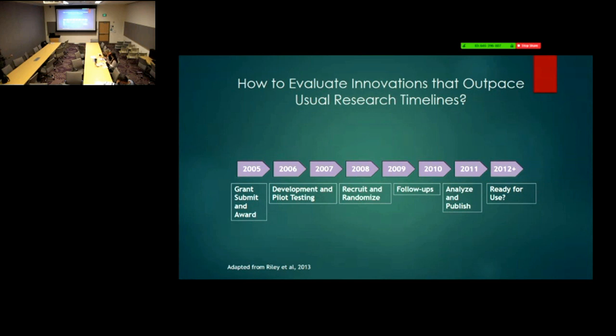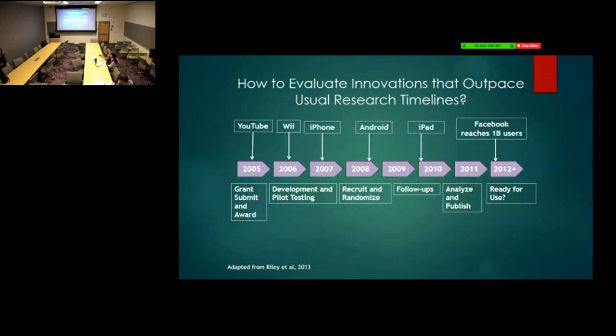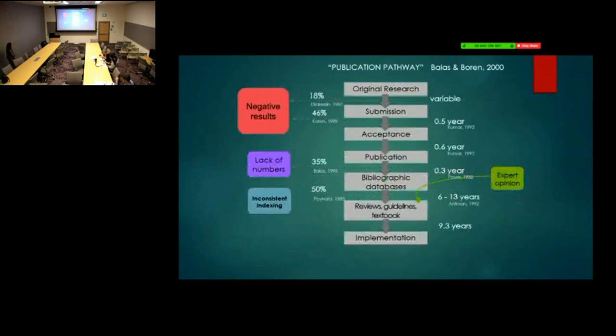Meanwhile, these things have happened in 7 years. From YouTube, iPhone, Android, iPad, so the pace of things happening out in the world is rapid and we're slow as researchers. The other thing to think about is the publication pathway. So you say, okay, I developed my intervention and I'm going to publish in a good journal and it's going to change the world, right?